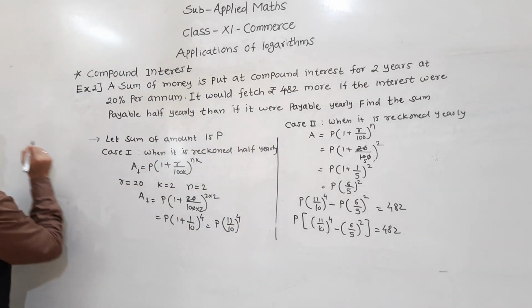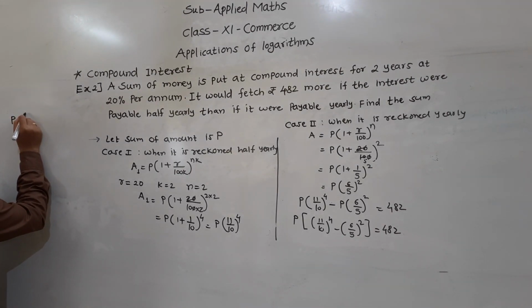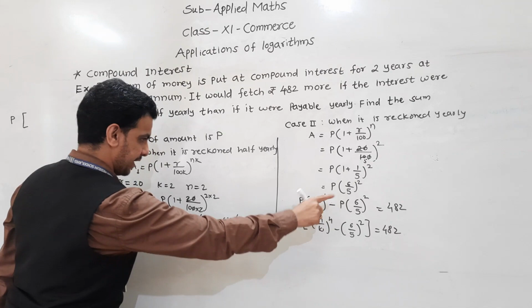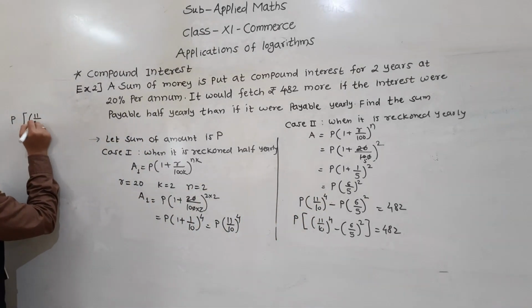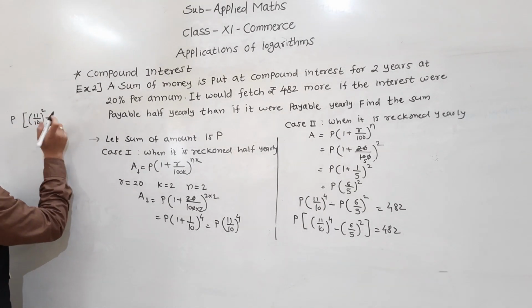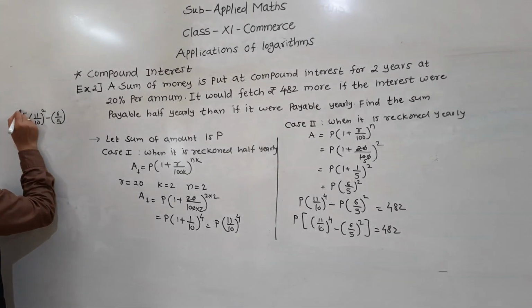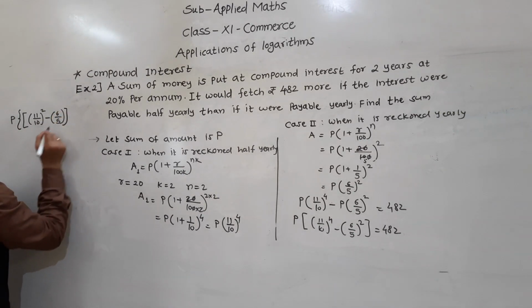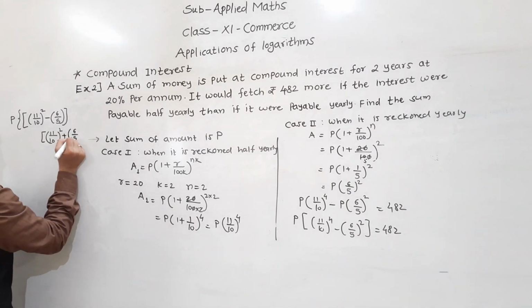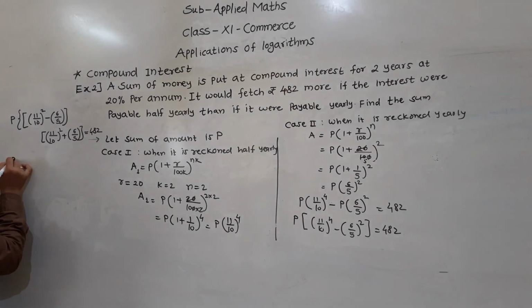So we can write here P into a square, so 11 by 10 squared, the whole squared. So this we can write as 11 by 10 squared is a, and this is b. So a minus b, 6 by 5, and a plus b. So 11 by 10 squared plus 6 by 5. This amount is equal to 482. Okay. Now we have to simplify this.